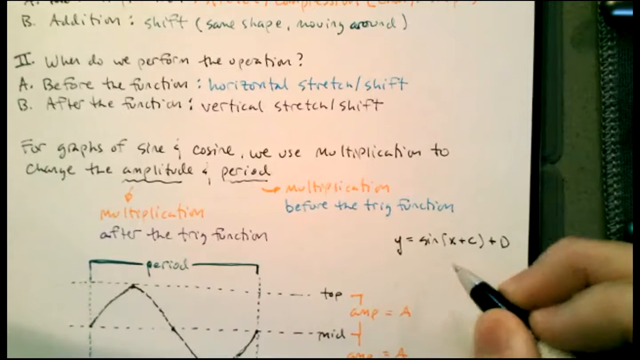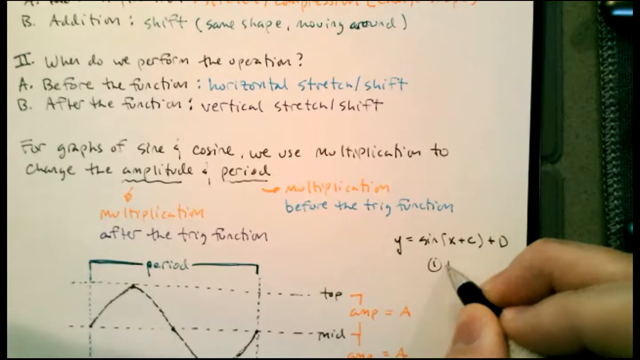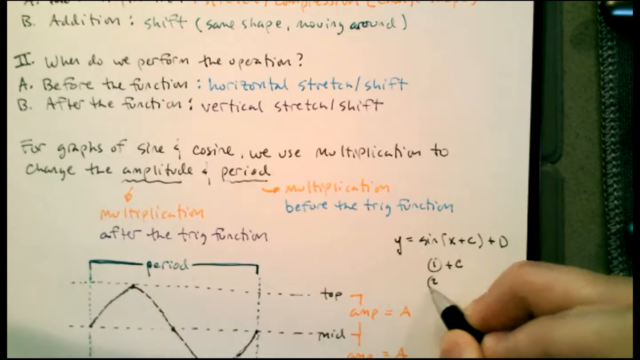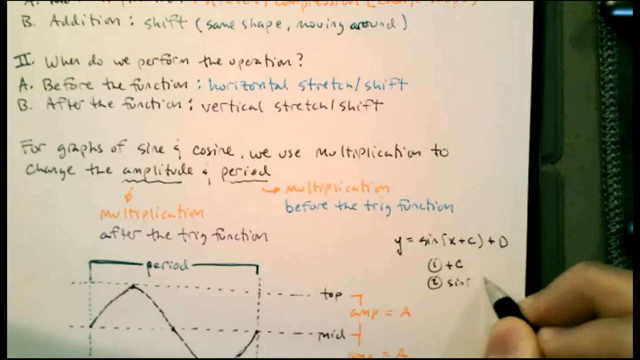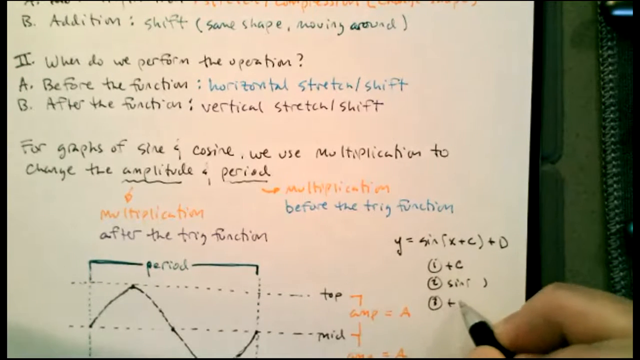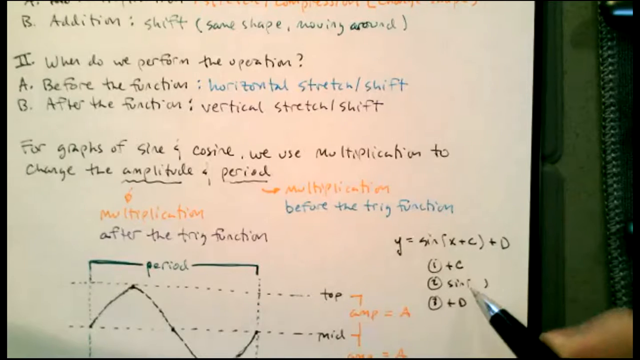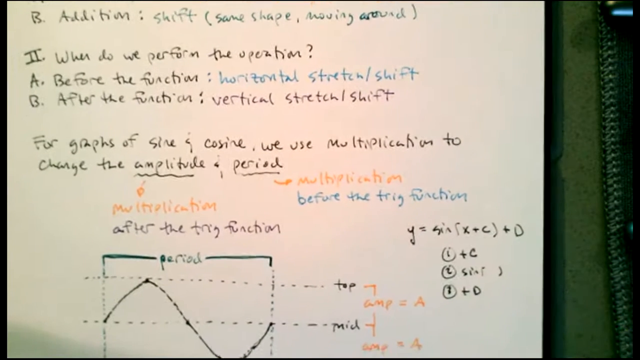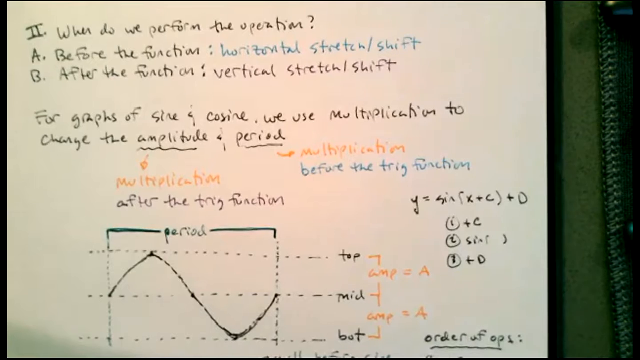So read the order of operations here. First, we're adding c, and then we're doing the sine, and third, we're adding d. So I've got addition before the trig function and addition after the trig function. Let's jump over to the Desmos.